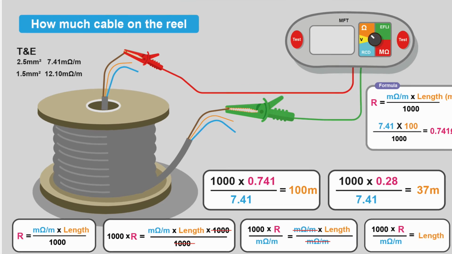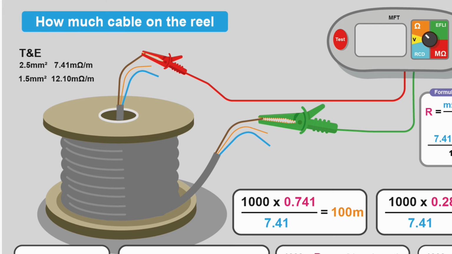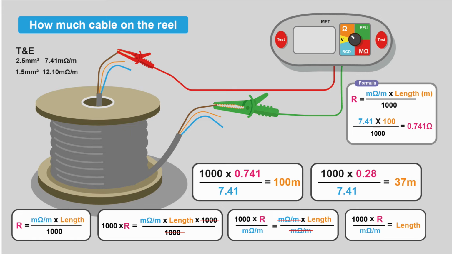2.5mm squared twin and earth, the live conductors have a milliohms per metre of 7.41. And so connecting our meter probes onto each end of the live conductor, for example, the 2.5mm squared conductor, we take a reading, end-to-end resistance, and we get 0.28 ohms. We put that through the formula, 1000 times 0.28 divided by 7.41, and it gives us a length of 37 metres. So it might save you a trip to the wholesalers. You've got enough cable on that drum.